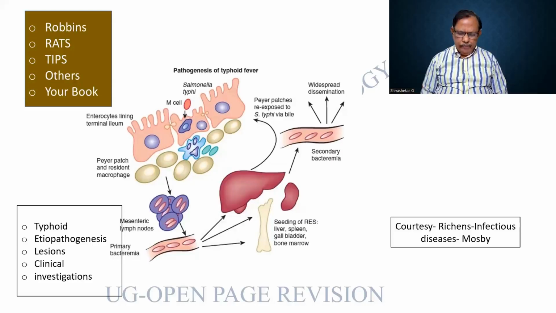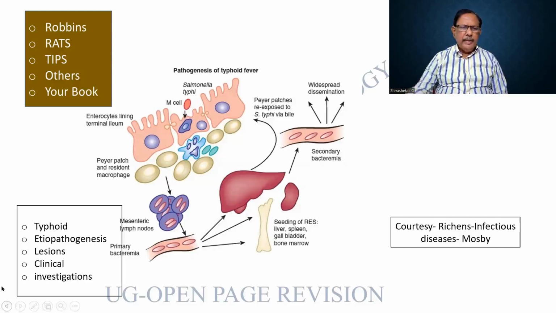5 Fs I would have given. Fluid, food, flies, fomites, that is clothes, fingers, feces. All these things are there in the etiopathogenesis. And what are the lesions? Mainly the ulcers you'll have to mention and the typhoid nodule.